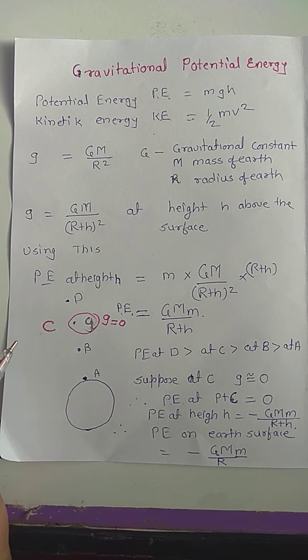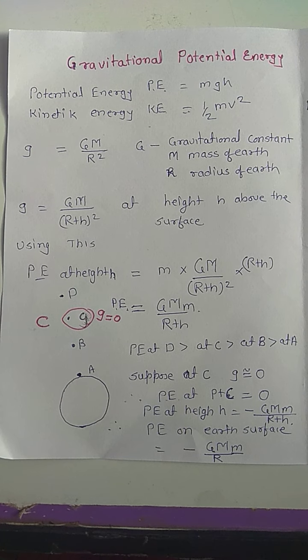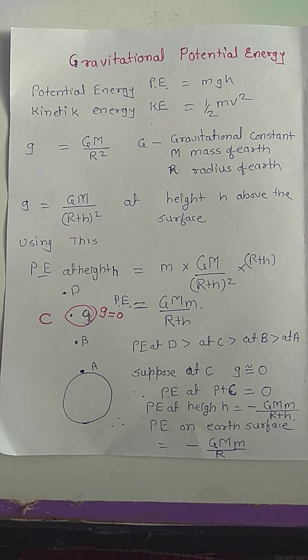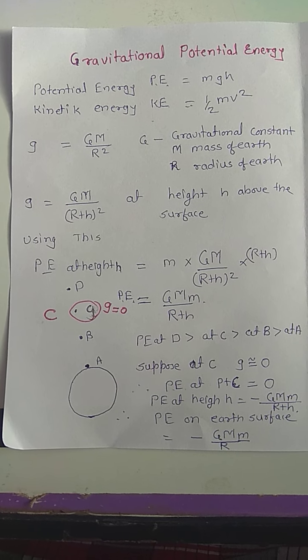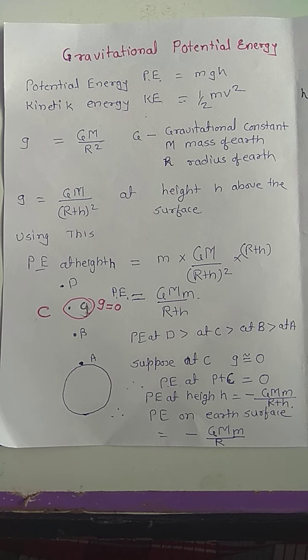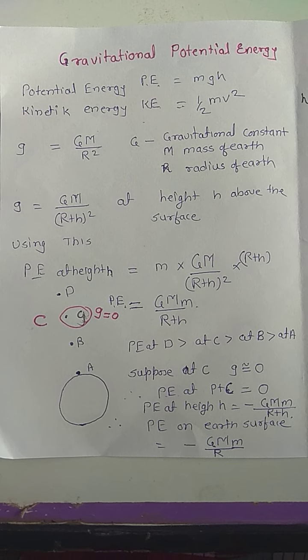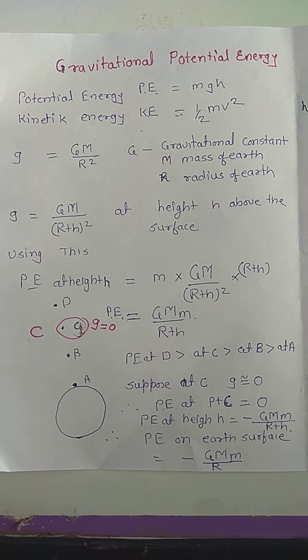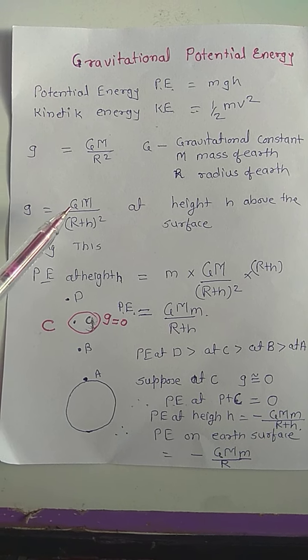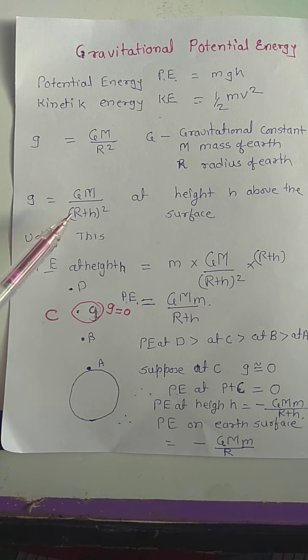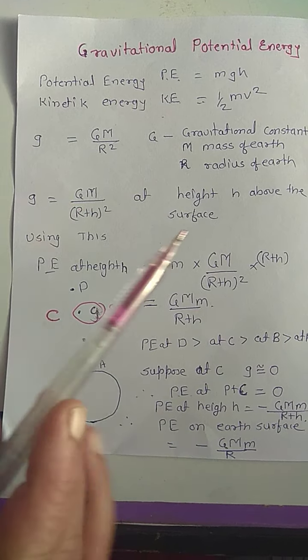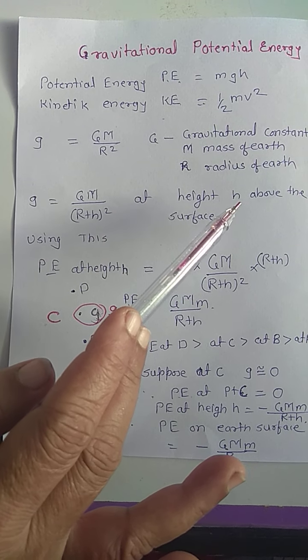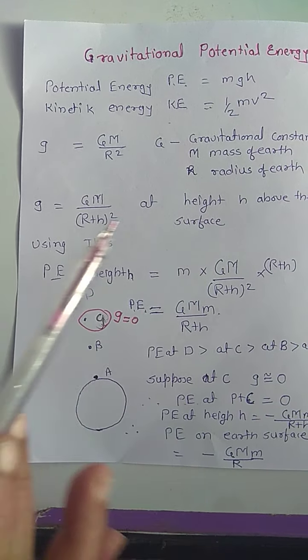Using this formula, as we go high up above the earth's surface, we get that the gravitational acceleration goes on decreasing. At heights, the formula for gravitational acceleration becomes g equals GM upon (r plus h) whole square, where h is height above the earth's surface.